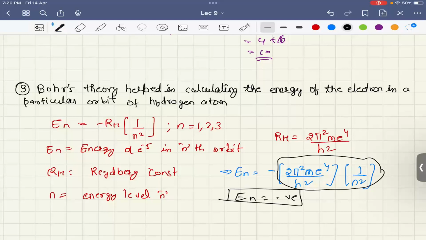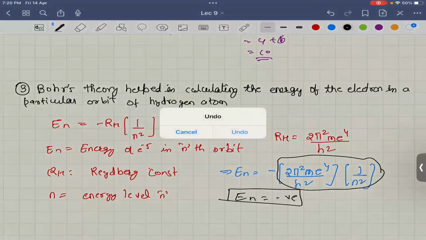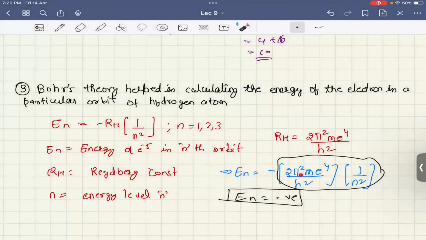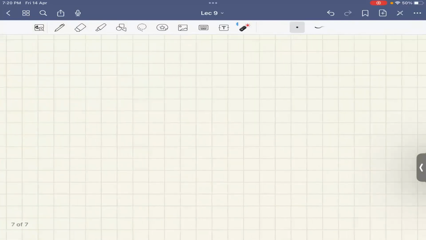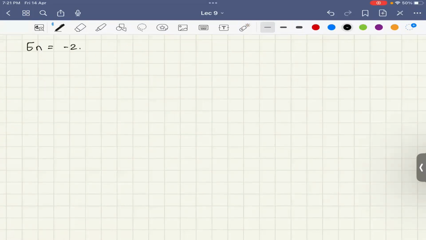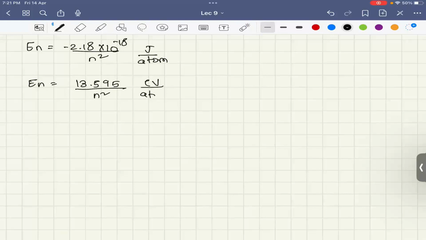Okay. So substituting the known values, we know the value of pi, 3.14. We know the mass of the electron, the charge of the electron, and Planck's constant. So when we substitute the values, En comes out to be minus 2.18 × 10⁻¹⁸/n² joule per atom. When we convert it into electron volts, it comes out to be 13.595/n² electron volt per atom.